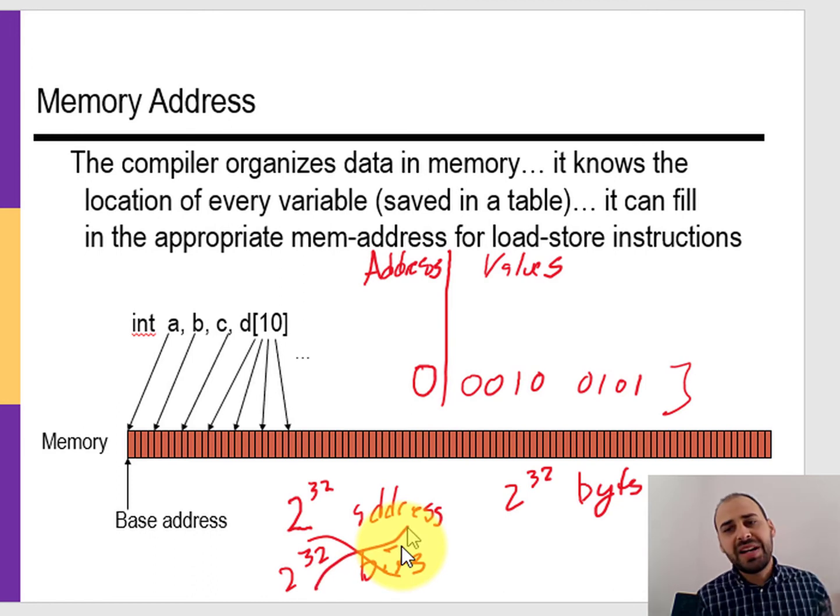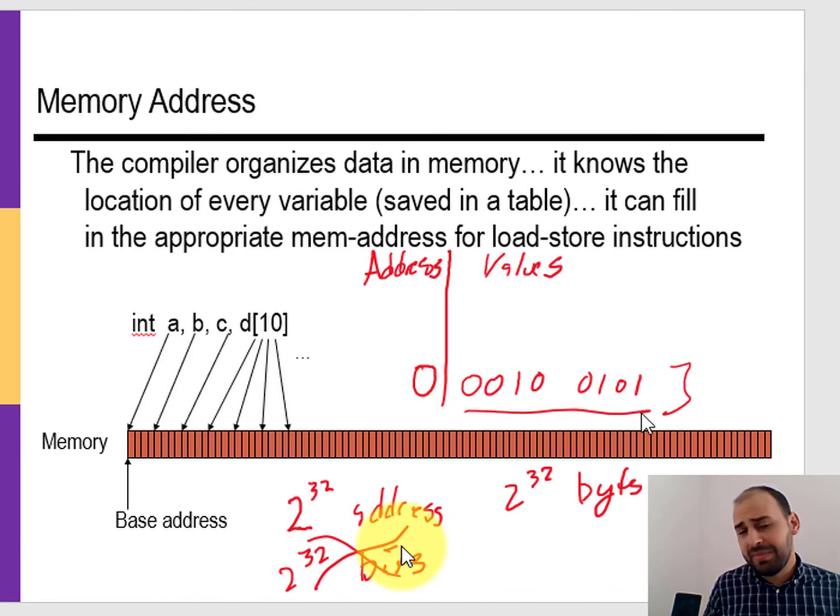So there's a trade-off between addressing something very granular, having that level of control, versus restricting your address space. So the standard is that it's 1 byte long.